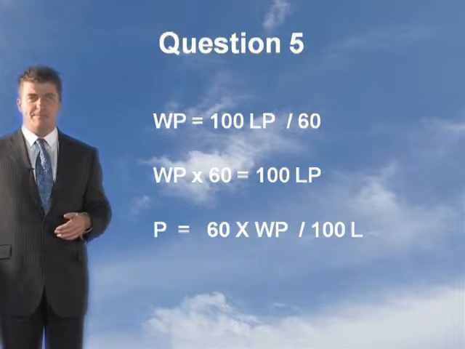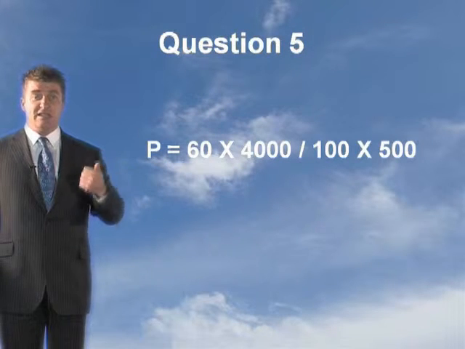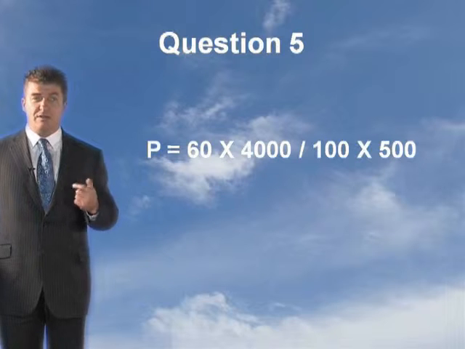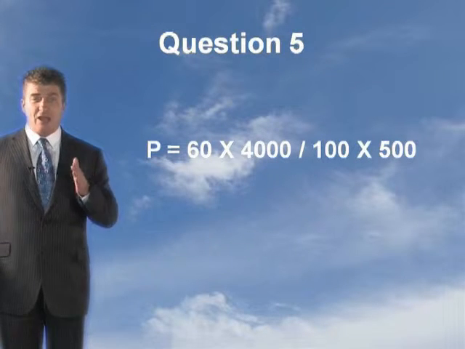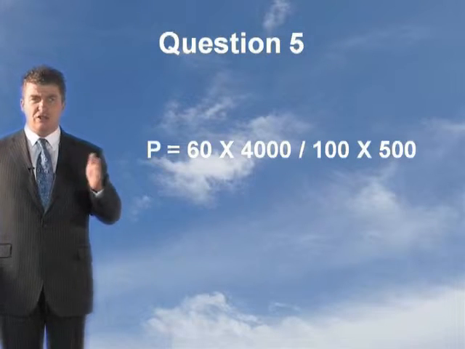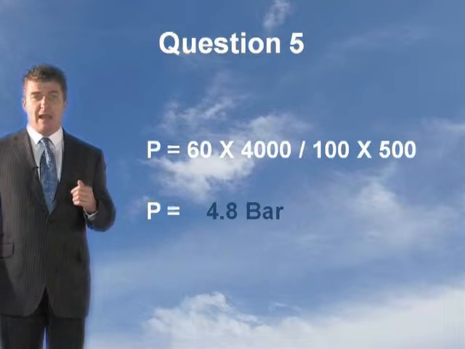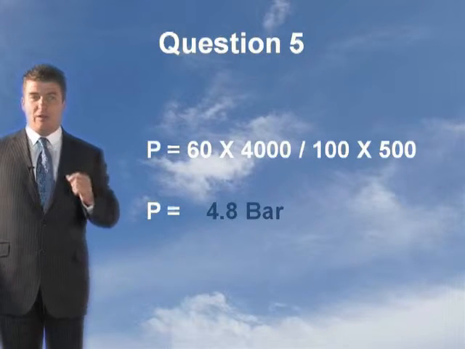So you transpose it, then you put your numbers in. You've got P equals 60 times 4,000. Don't forget it's in watts, 4,000, divided by 100 times L, and L is litres a minute, so it's 500. P comes out at 4.8 bar. So you've got the pressure at the outlet.